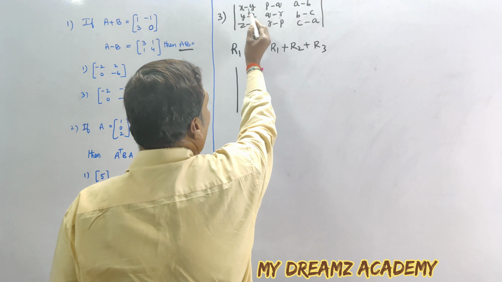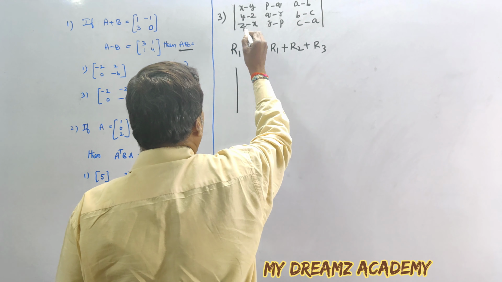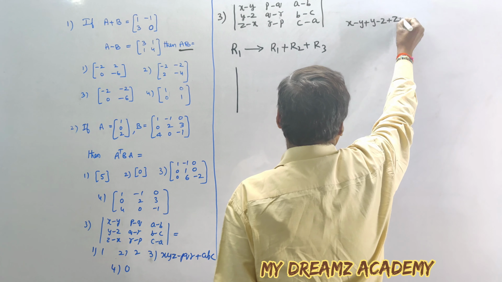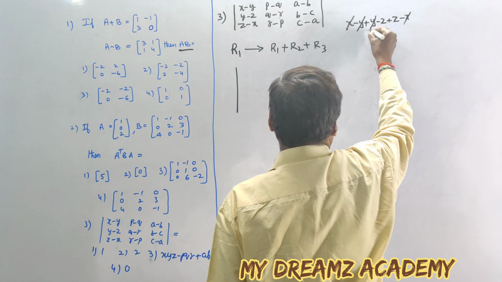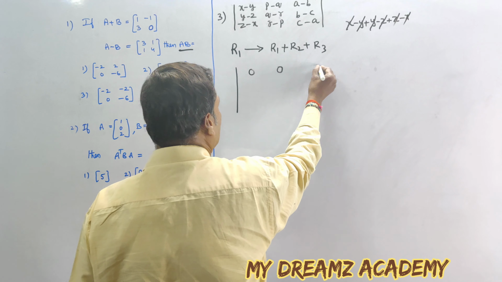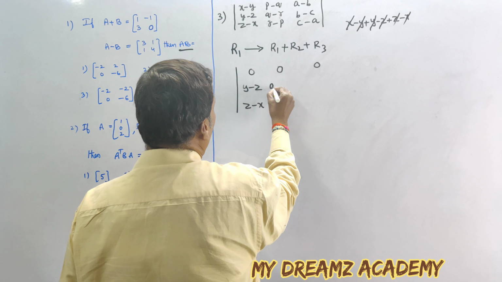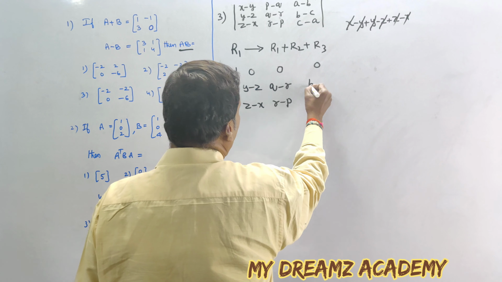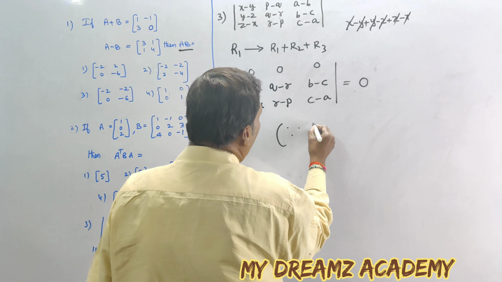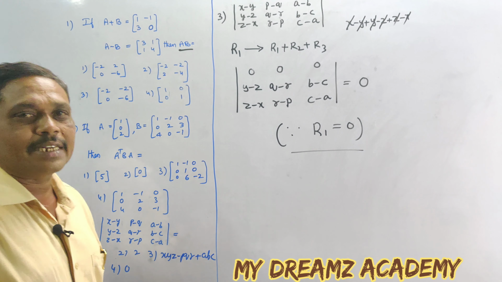By adding all these 3 rows, we get x minus y plus y minus z plus z minus x. What will we get? Minus x plus x, minus y plus y, minus z plus z cancel. Similarly, second column also 0, third column also 0. So the first row is 0, and the rows below are y minus z, z minus x, q minus r, r minus p, b minus c, c minus a. The determinant value is 0 since the first row is completely 0. If any row or any column is 0, then the value of the determinant is 0.